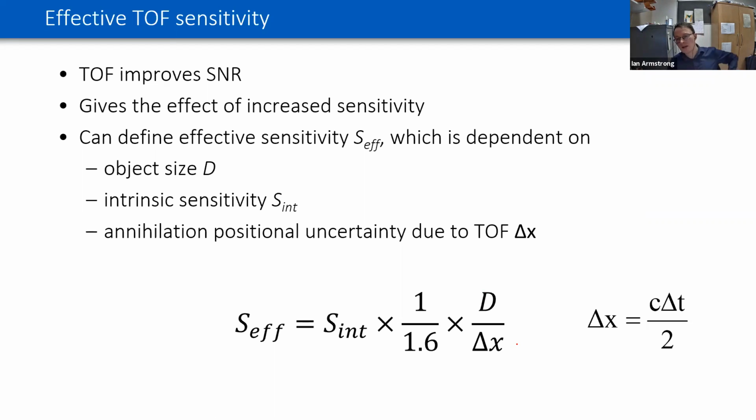delta x. Delta x is the positional uncertainty of the annihilation, which is equal to the timing resolution of the system multiplied by the speed of light divided by 2. So the smaller we can get this delta x, the larger the increase in effective sensitivity over and above the intrinsic sensitivity of the detector, the pure sensitivity. That's why what we're quoting a lot now is these timing resolutions in hundreds or several hundreds of picoseconds. And that's what everybody is really interested in as we move forward in terms of scanner technology.